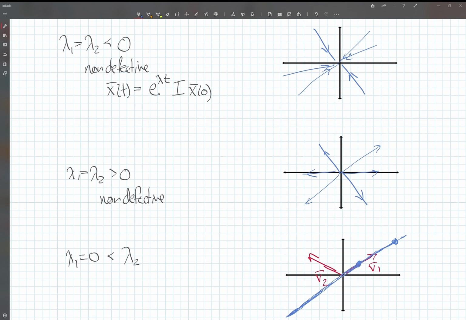Lambda 2 is positive. That means we're going to tend to move out. If we're along v2, we're going to move directly out along that line v2. And what happens in between? We're going to move out parallel to v2 away from v1. And then if the non-zero eigenvalue is negative, it'll be the same, but with the arrows reversed.